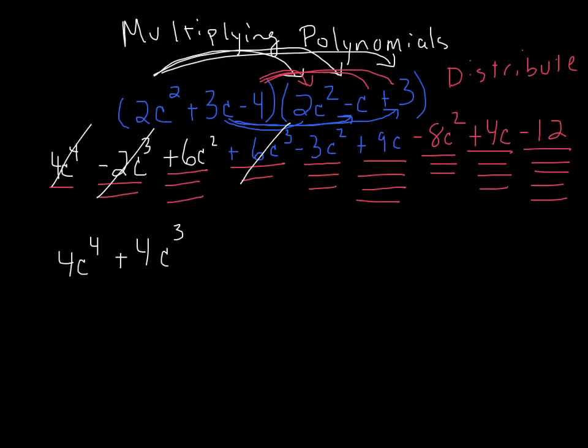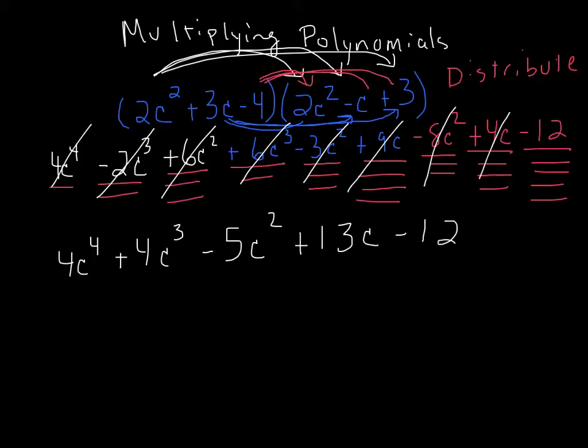We're done. We have 3 c squareds. So we got plus 6 minus 3, that's going to give us positive 3, and then minus 8, so that's going to give us negative 5c squared. So let's cross all those guys off. Now we're at our c's. We got a positive 9 and a positive 4, so that's plus 13c. And last but not least, we have our negative 12. That's it. Okay, that's how you distribute it.